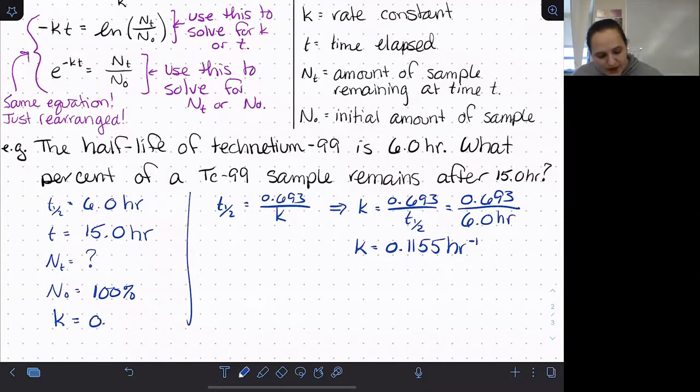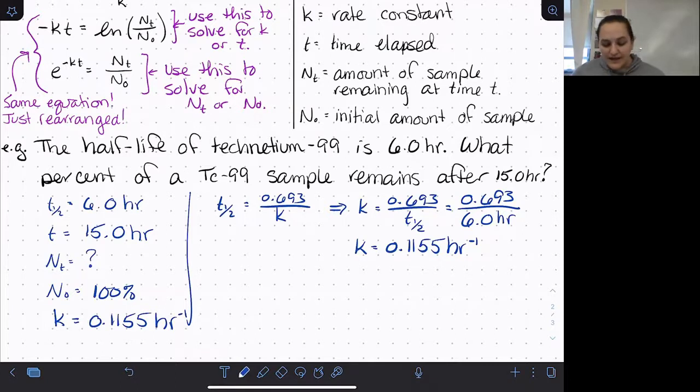Your units for k for this type of reaction are always going to be some kind of inverse time. So if you're dealing with seconds, it'll be s to the minus 1. If you're dealing with hours, it's hours to the minus 1. If you're dealing with years, it's years to the minus 1. Whatever your time unit is, inverse is going to be your units for k.